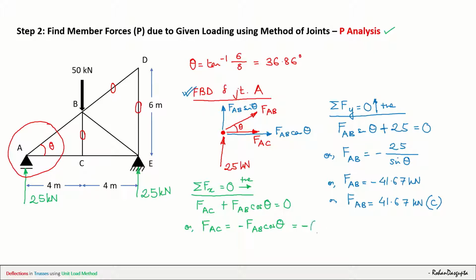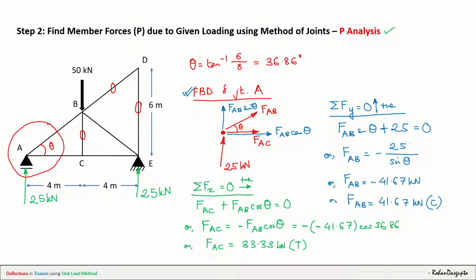Now, FAB itself is minus 41.67 cos 36.86. Be careful with this. So, it will give you that FAC is equals to plus 33.33 kilonewton. Now, since this is coming as plus, so therefore our chosen direction of tensile is correct.